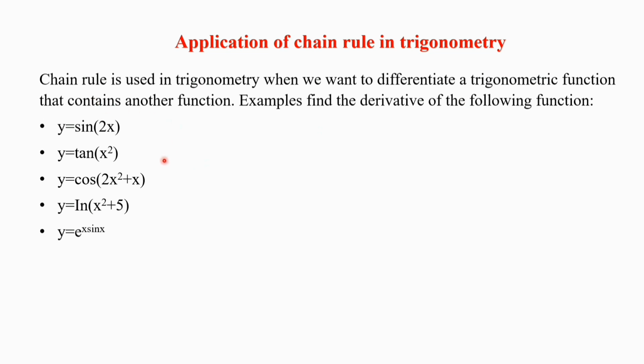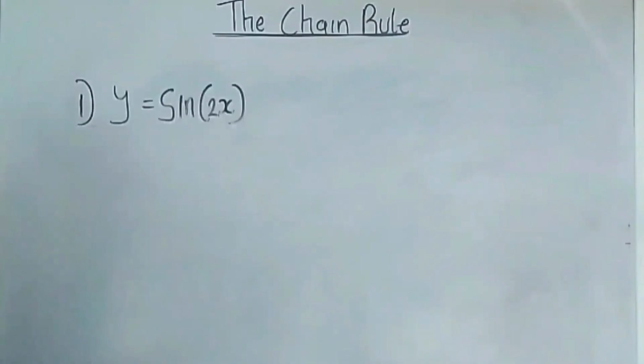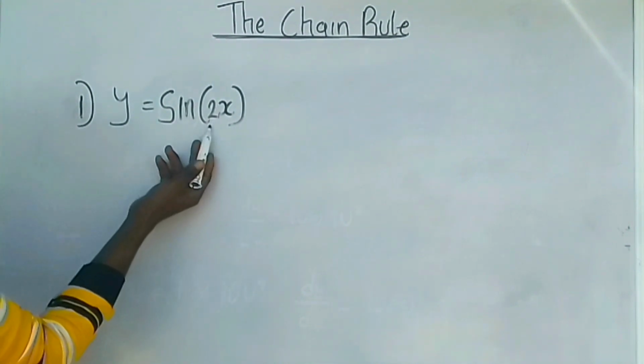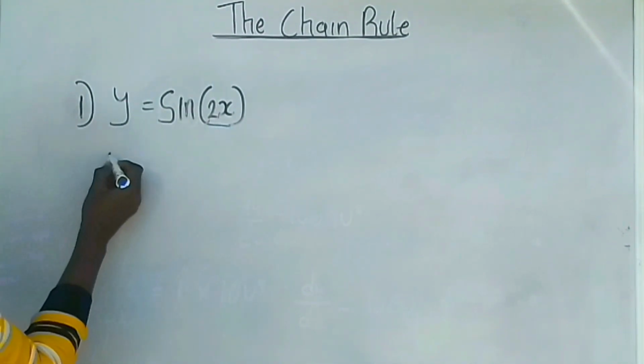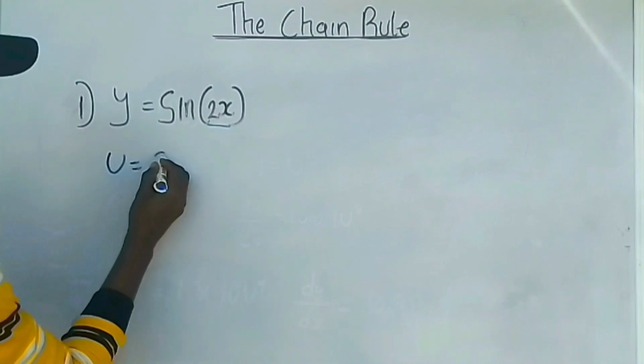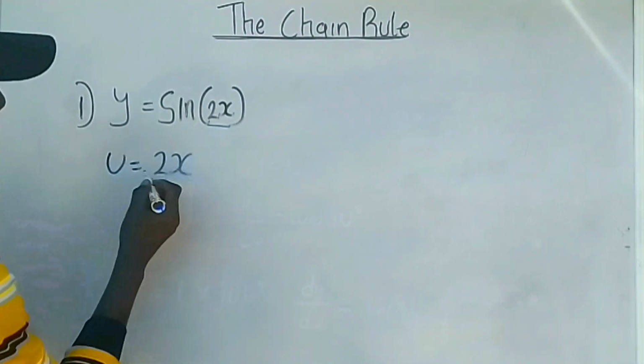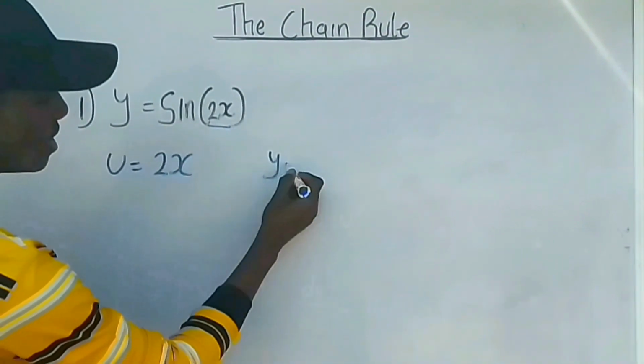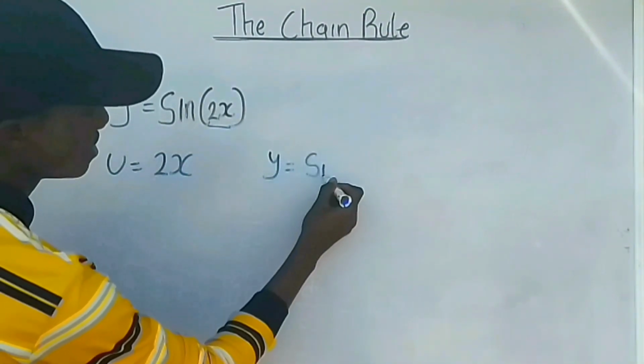Example, we have find the derivative of y is equals to sine 2x. Don't forget, the first step is to identify the outer function and the inner function. In this case, I will set u is equals to the inner function, which is 2x. So u is equals to 2x. If u is equals to 2x, then y is equals to sine u.